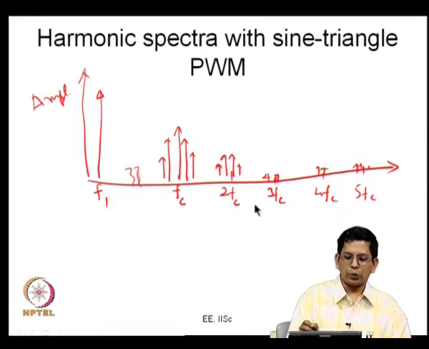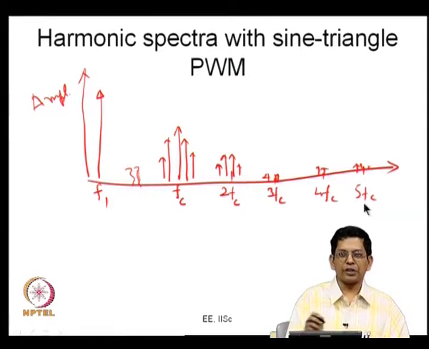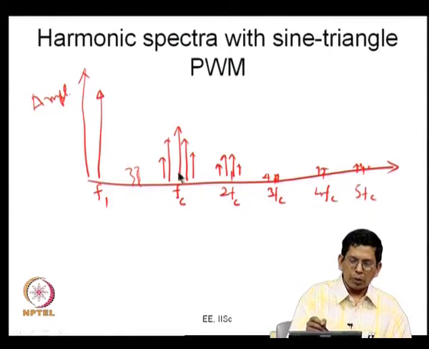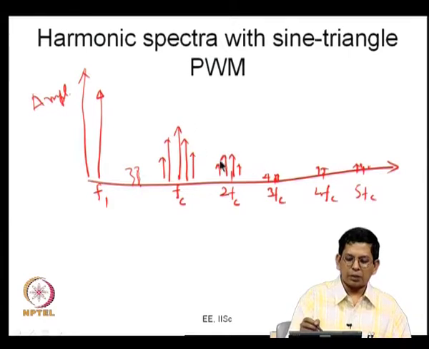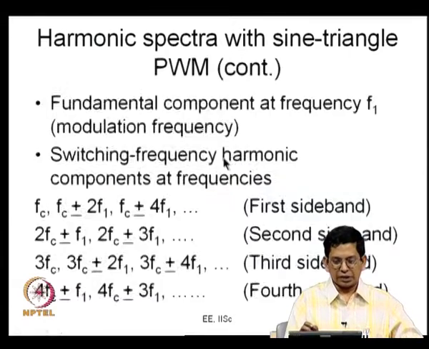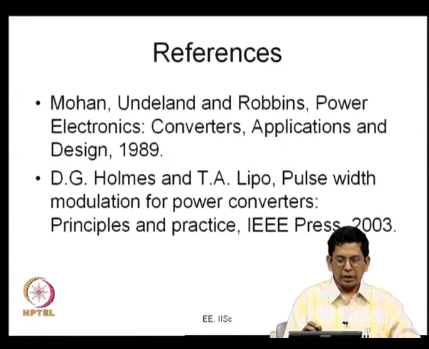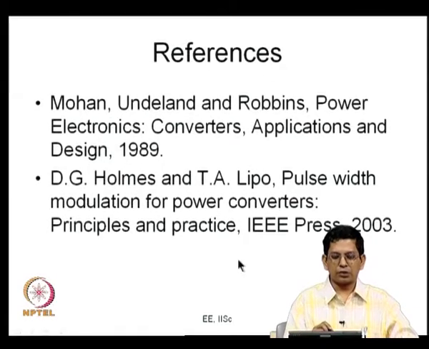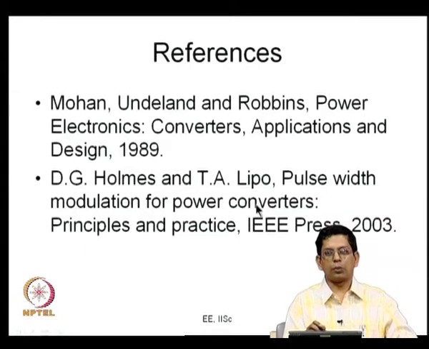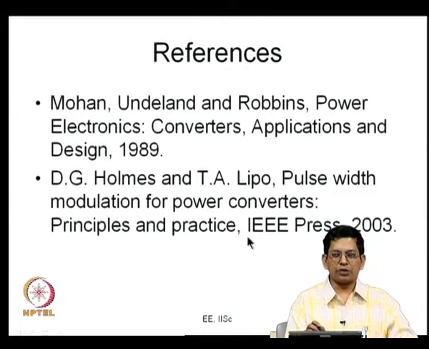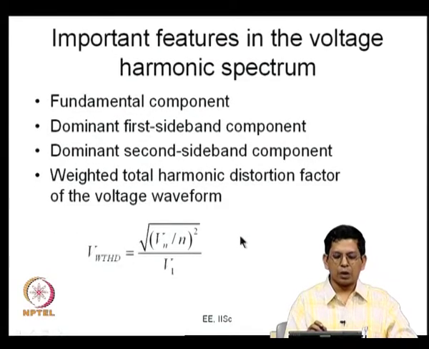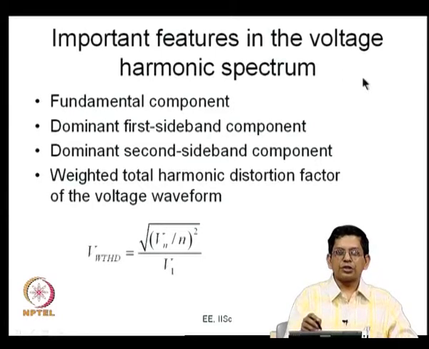Hence, we will not go into exactly what the amplitudes of these various components are. Normally we would look at the dominant component in the first sideband and the dominant component in the second sideband. For details, as I told you, you can look at these two books, particularly the book by Holmes and Lipo, for double Fourier series and analysis of spectral waveforms for sine triangle PWM and quite a few other related PWM methods. Now, we would just focus on the important features in the voltage harmonic spectrum. So, what are the important features there?